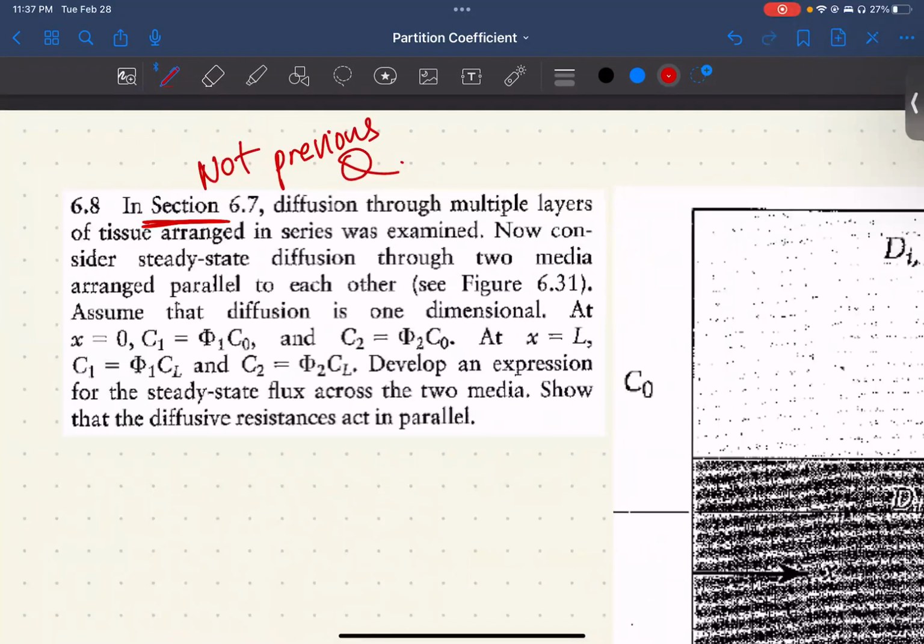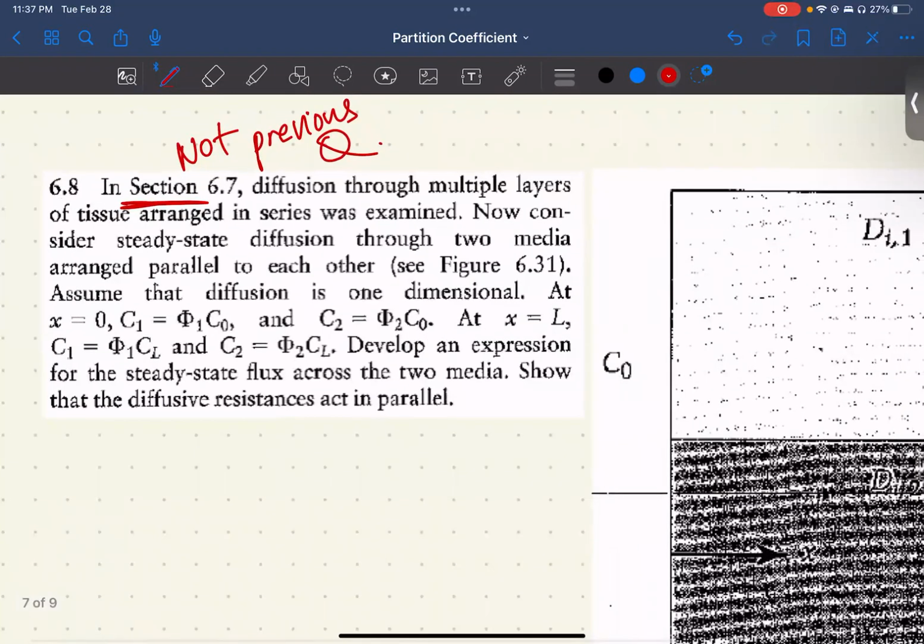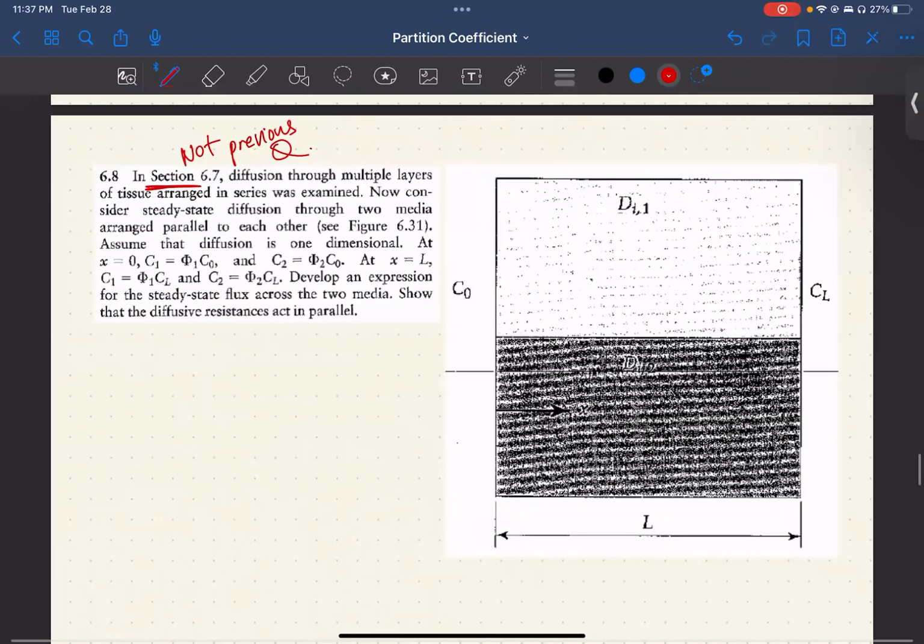Diffusion through multiple layers of tissue arranged in series was examined. So it's saying, well, this is tissue 1, and then this is tissue 2, down here. Sorry, it's hard to see the red. And it says, now consider steady state diffusion, so zero accumulation, through 2 media arranged parallel to each other. And we're assuming that diffusion is one-dimensional, and that makes life easy. And we're given some boundary conditions.